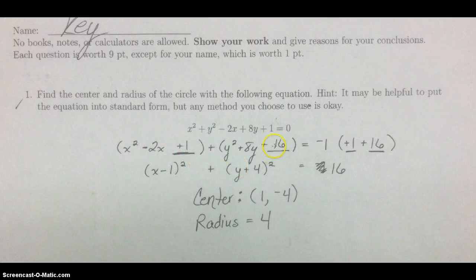to get the -1, half of this 8y to get the 4, it tells us our center is at +1, -4, and then we take the square root of this to get the radius.